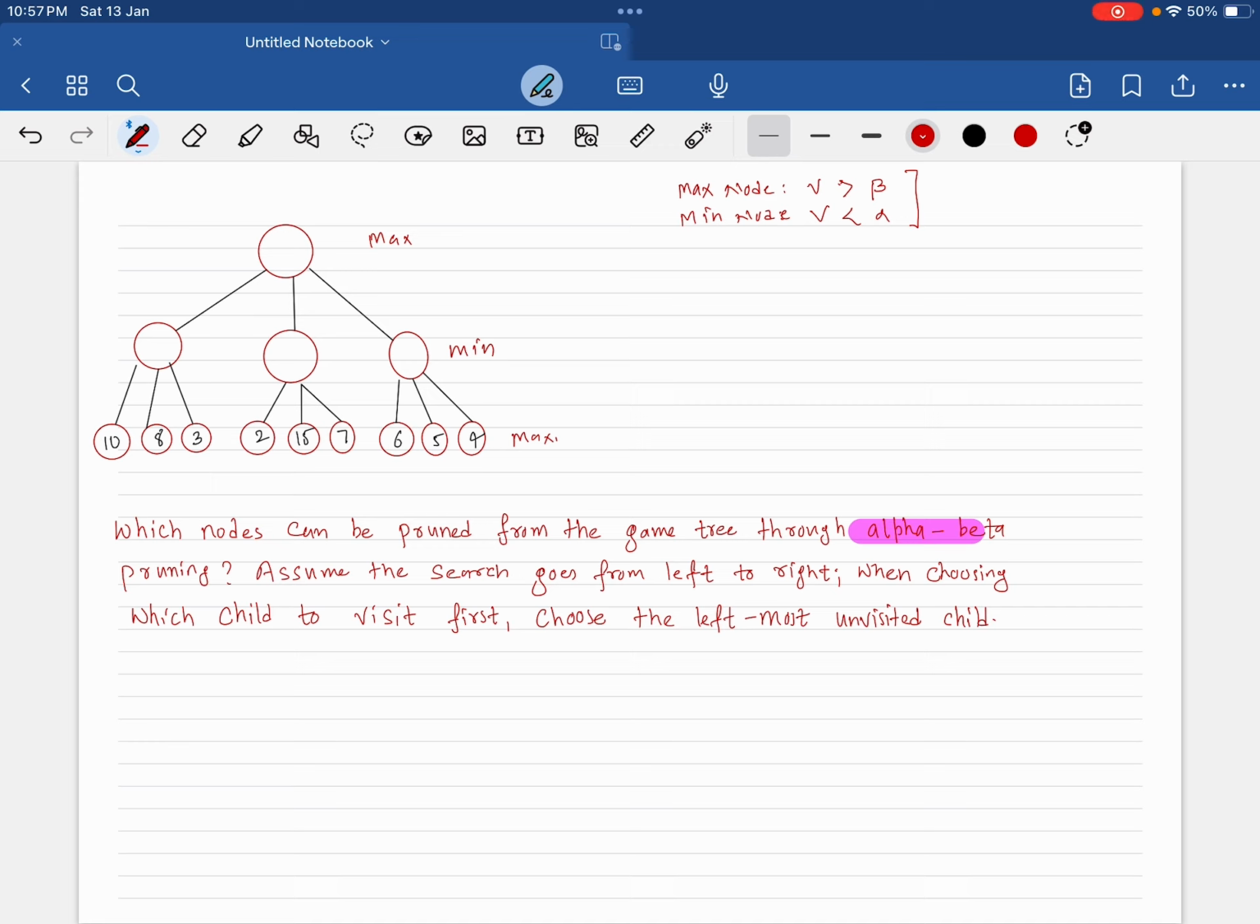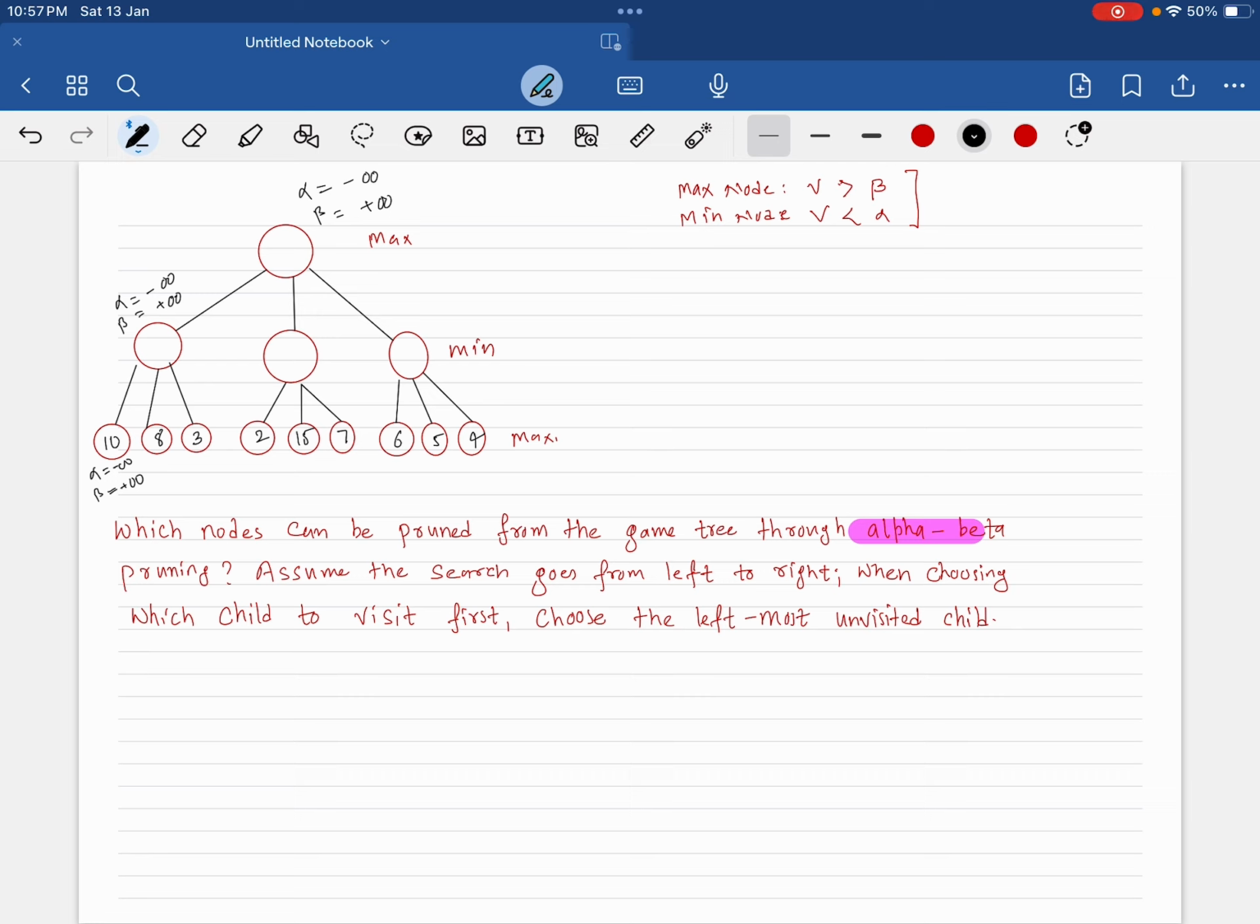So the first step is to assign the worst value of alpha and beta to the root node. So you can assign this root node the worst value of alpha, that would be minus infinity, and the worst value of beta, that would be plus infinity, right? And we are to traverse from left to right. So we will go left with alpha equals minus infinity, beta equals plus infinity. We will reach this node with alpha equals minus infinity and beta equals plus infinity.